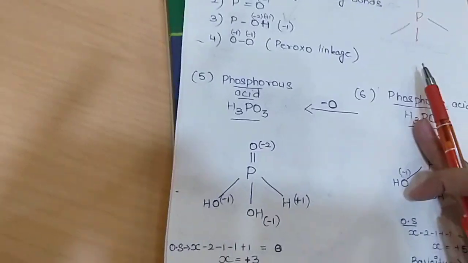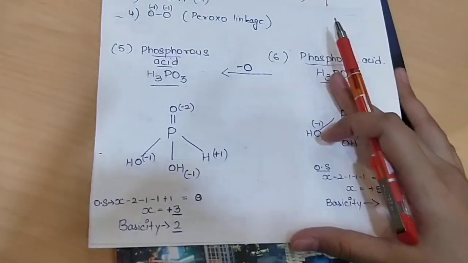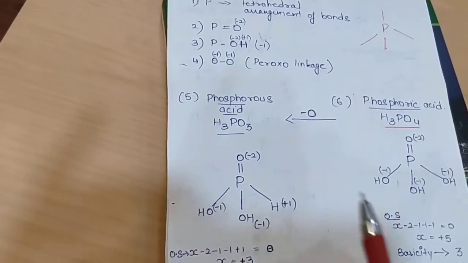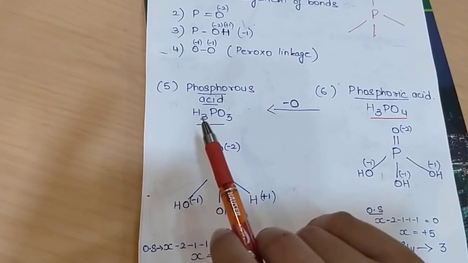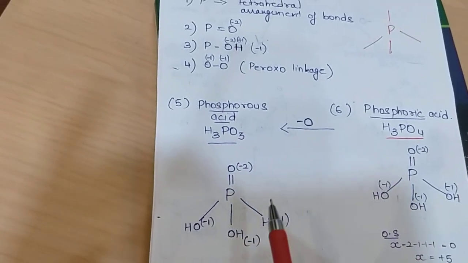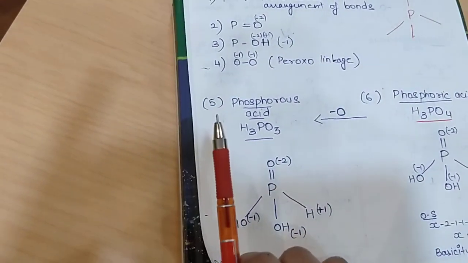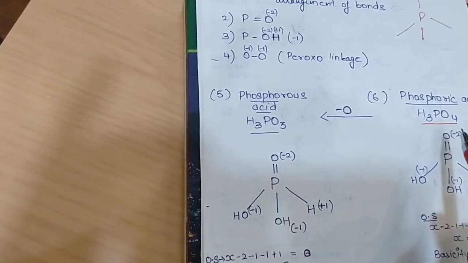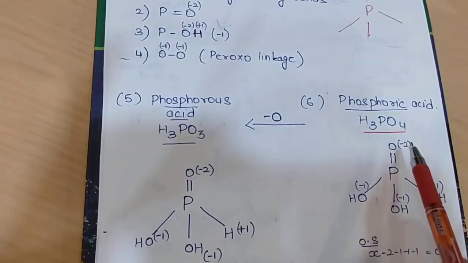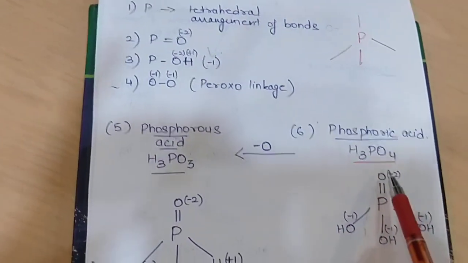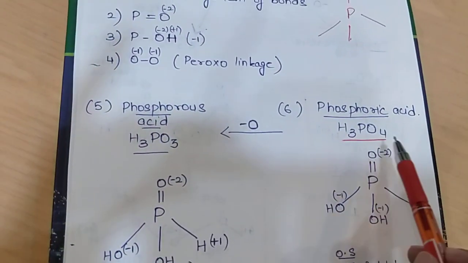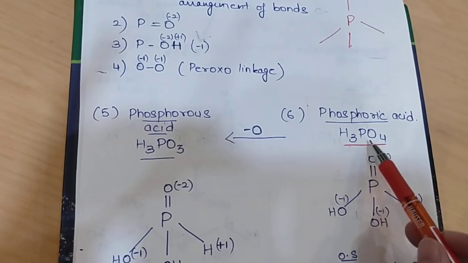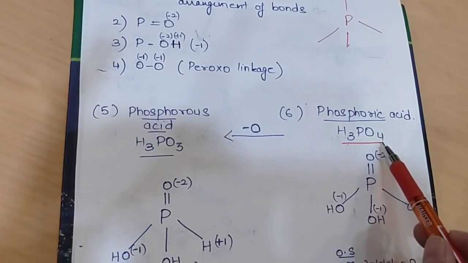So we're starting with the oxoacids of phosphorus. For knowing everything about the oxoacids of phosphorus, we need to start with phosphorus acid and phosphoric acid. We have to memorize both these formulas. Phosphorus acid is H3PO3 and phosphoric acid is H3PO4. We'll start with phosphoric acid. Phosphoric acid is H3PO4. It has 3 hydrogens, 1 phosphorus and 4 oxygens.